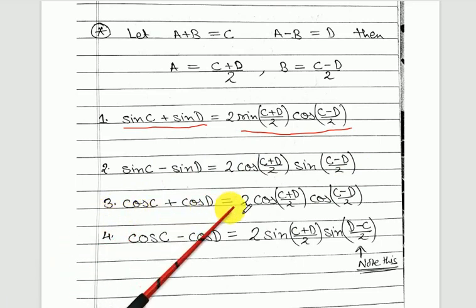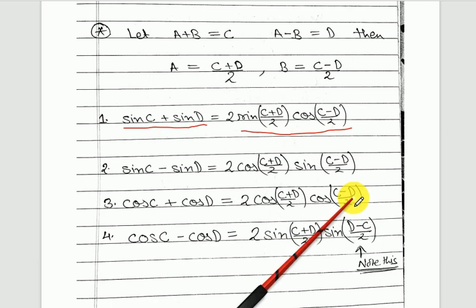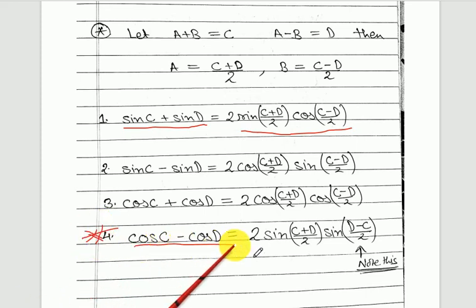Cos C plus cos D is equal to 2 times cos (C plus D) upon 2 into cos (C minus D) upon 2. This one, you have to be careful. When you have something like cos C minus cos D, then this will be 2 times sine (C plus D) upon 2 into sine (D minus C) upon 2.